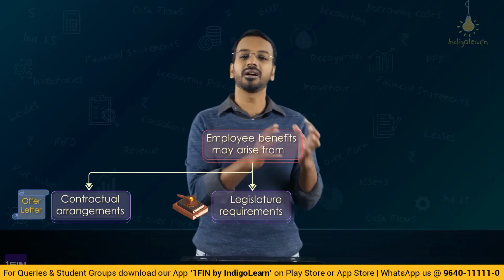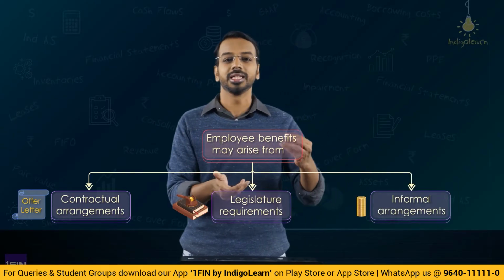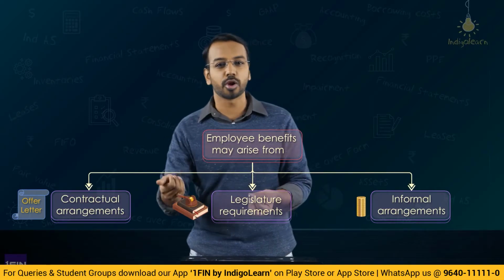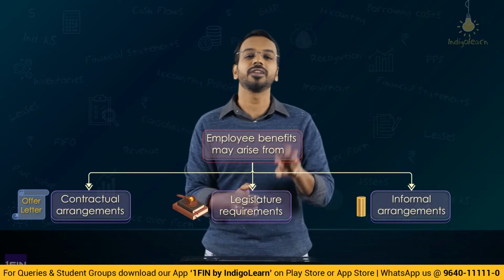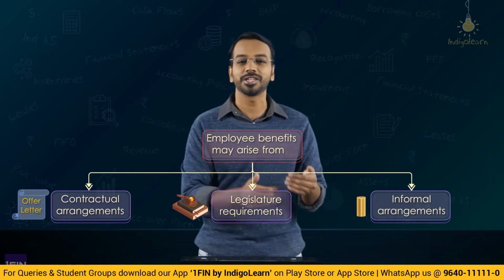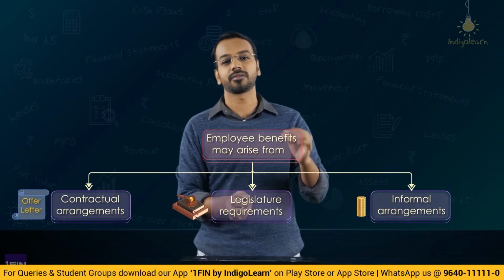Apart from this, the third category is the informal arrangements. I told you about the gold coin, right? That is not written anywhere. It is not written in the employment contract. It is not a part of any of the legislature also. It is more of an informal practice, something which the company is practicing for a long period of time, and that also forms part of employee benefit.